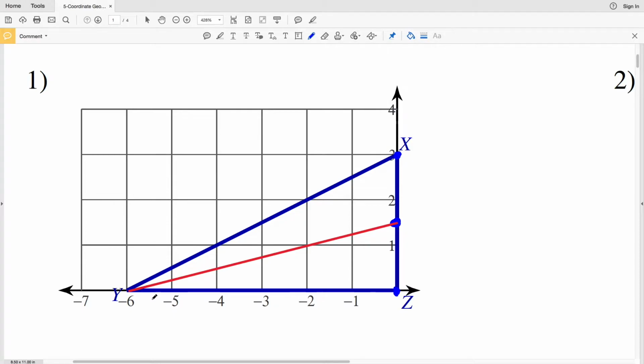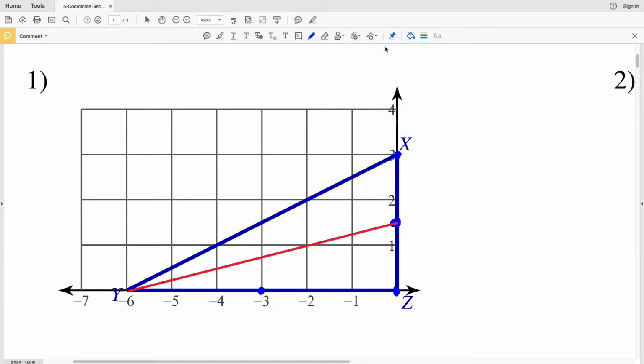Our next median, let's use this other line going from Y to Z. That way we can just count. So it's 1, 2, 3, 4, 5, 6. So from Y to Z, the distance is 6. So 3 will be our midpoint, and that occurs at -3, 0.